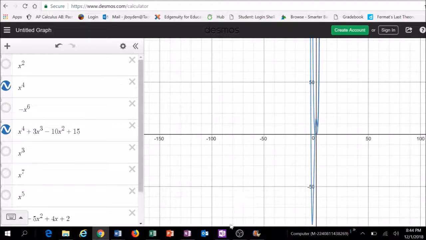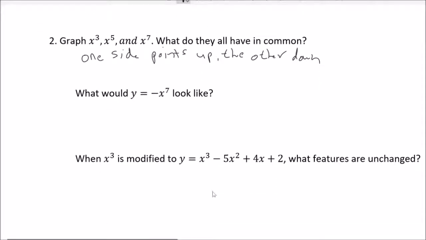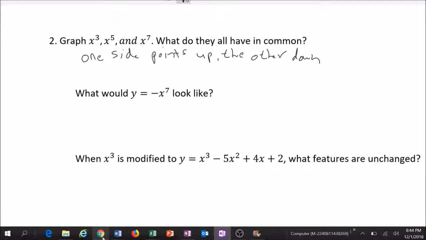So here's how we classify these. What we're going to do is look at the degree. The degree is the largest exponent. That's 4. That's going to tell us if we have this feature where both sides point up or both sides point down. Let's see if that holds up for this cubic as well.